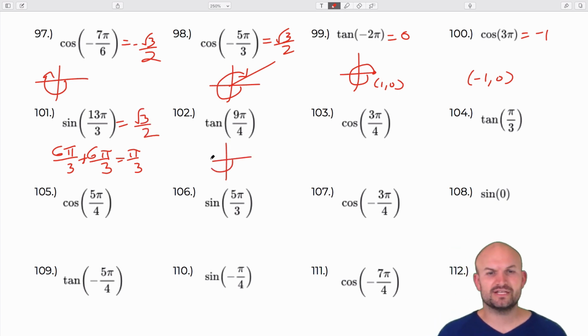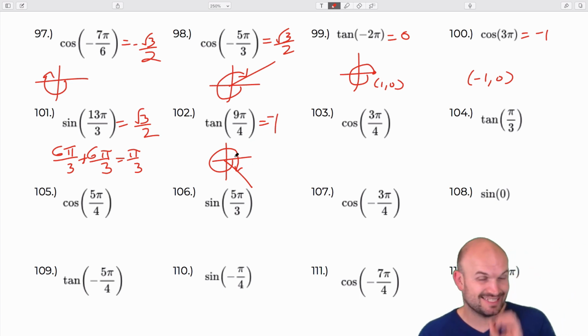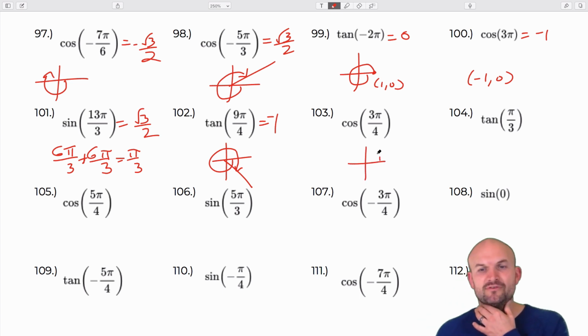9 pi over 4 is larger than a revolution. That's going to be down there. So the tangent is just going to be a positive 1. No, I'm sorry, it's a negative 1 because it's in the fourth quadrant and tangent is negative. So you just got to be careful with the quadrants. 3 pi over 4 is in the second quadrant. So cosine is negative, and the reference angle is pi over 4, so that's a negative square root of 2 over 2.